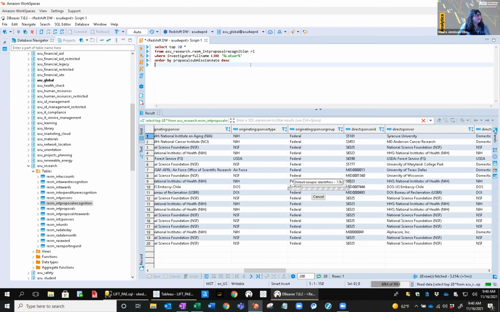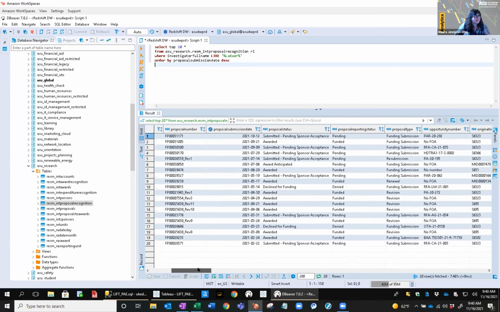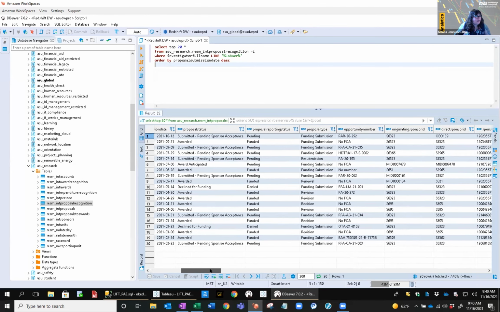So investigator full name, that's what I'm looking at. I'm not caring so much about PI, this is where he's getting the recognition as the investigator. So the first couple of columns are all date fields, and then you'll see here's the proposal number that's the same as on the other table.